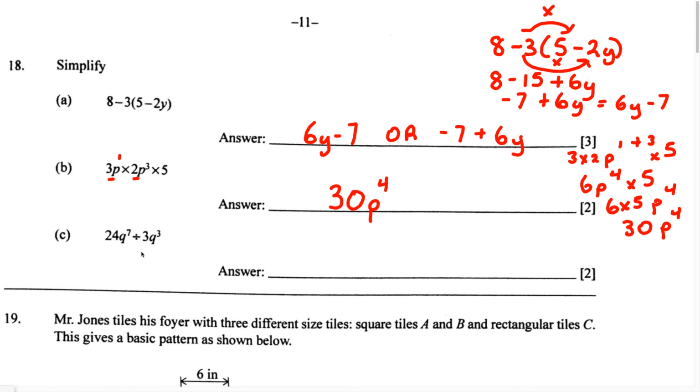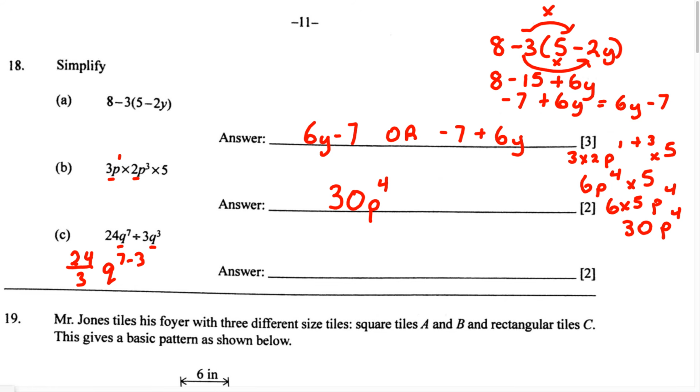Okay, now what about this one? So we have 24q to the power of 7 divided by 3q to the power of 3. In this problem, we're going to be dividing in algebra, and we can see we have the same variable. So we're just going to divide the coefficients and subtract the powers of the variable. We can say 24 divided by 3, and we have q to the power of 7 minus 3.